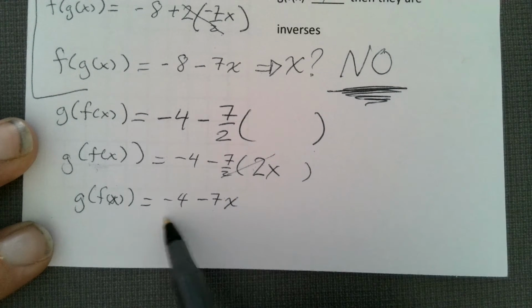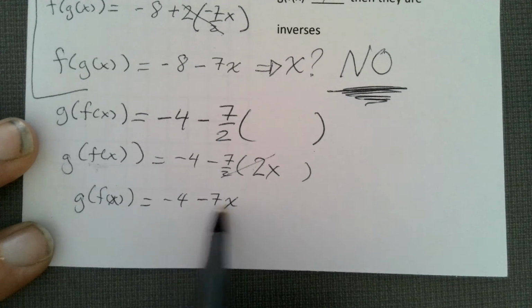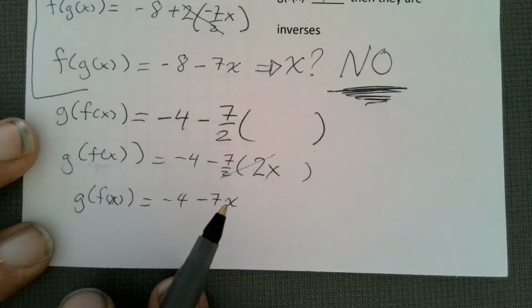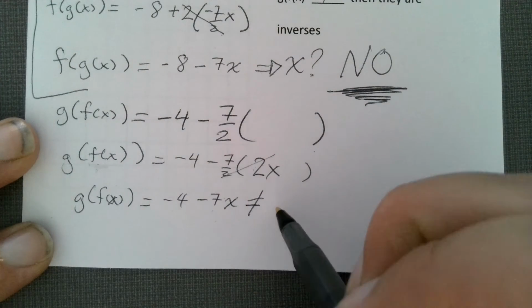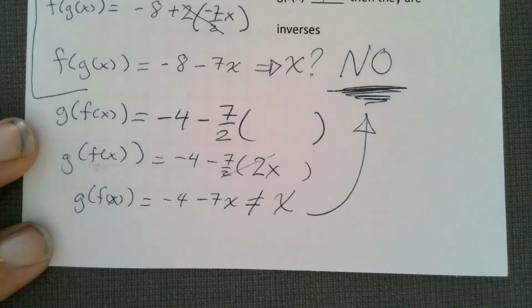Are those like terms? Yes or no? Do you guys know how to tell if something's a like term? They both have to have the same variable to the same exponent. Do those both have x's? Then they can't go together. That's as good as it gets. Does that equal x? So it's a no.